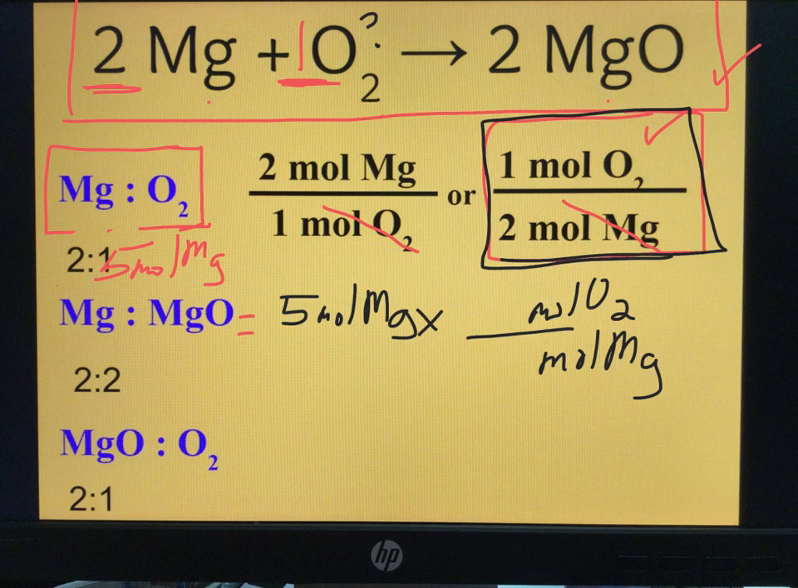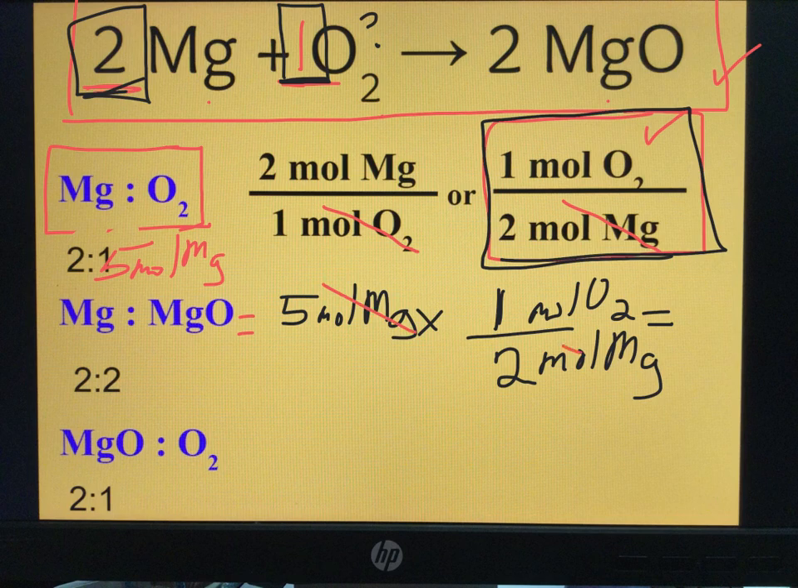My magnesium has a coefficient of 2, so that's what's going to go here. And my coefficient for oxygen is this 1. So that's going to be my mole here. And that's your setup. This cancels your moles of magnesium, and your moles of magnesium are out. Now you have your moles of oxygen.